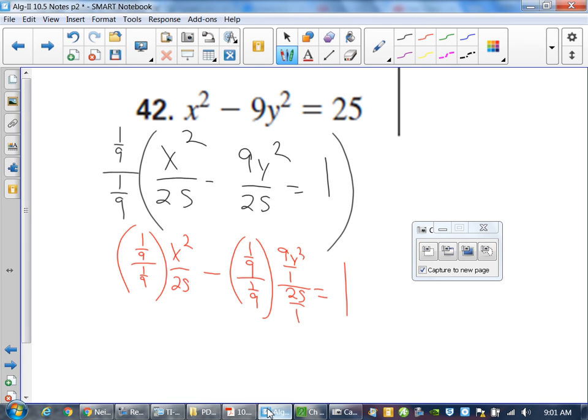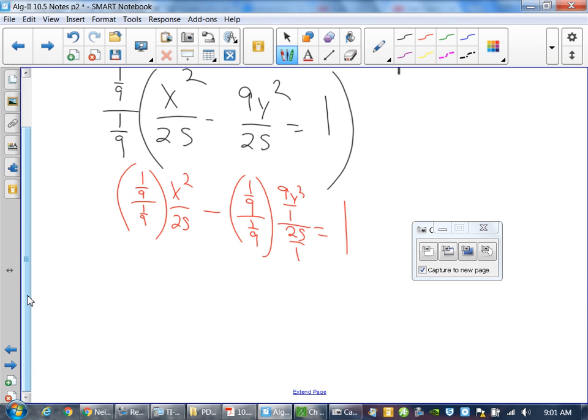Why can't you just do 1/9 over that? What if you do 1/9 divided by 1? Because if I just do 1/9, it messes up everything. Right, because all these are factors of 1. This doesn't change anything. You get x squared over 25. This is how, when you multiply in, you get y squared over 25 over 9.